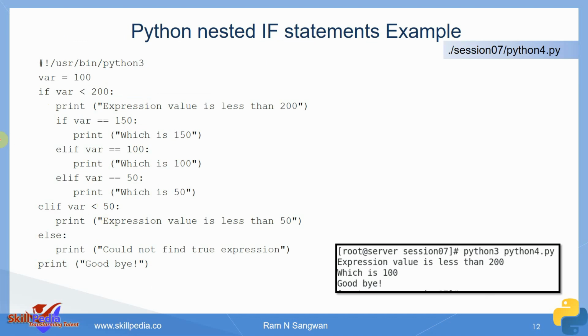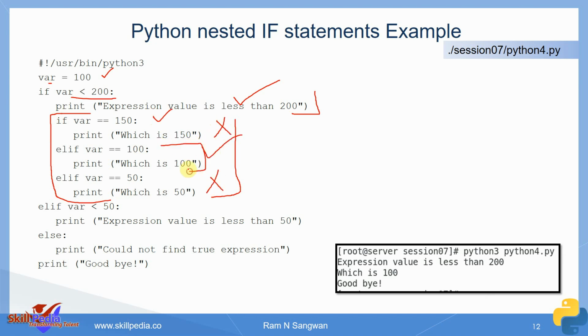And this is the same example now, example number 4, where 100 is less than 200, which is true, so this will be executed and the control will get inside this block. Now inside this block we are testing multiple conditions. Is it 150? No. Is it 100? Yes. Is it 50? No. So this will be executed. So two statements are executed based on the two conditions we are checking. We call it narrowing down your conditions, narrowing down your search.